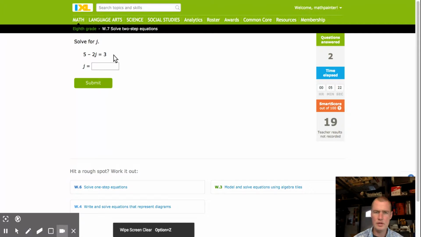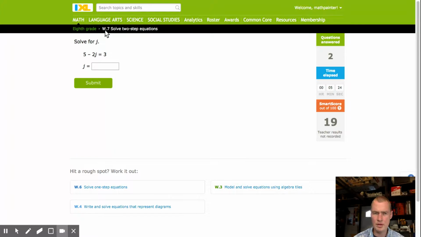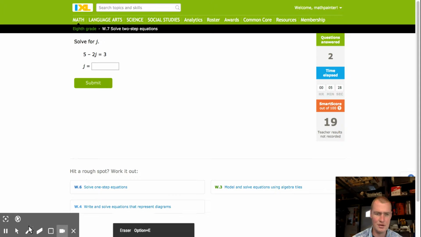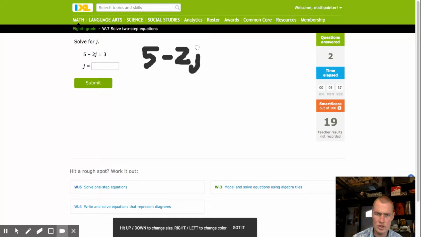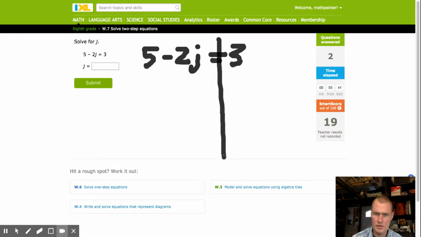Okay. So if you take a look, these problems on W7 are almost the same thing throughout the entire time. So this is going to be my last one, just to show you for examples. All right. Here we go. We've got 5 minus 2j equals 3. All right. So the opposite of positive 5 is minus 5. So subtract 5 from both sides.